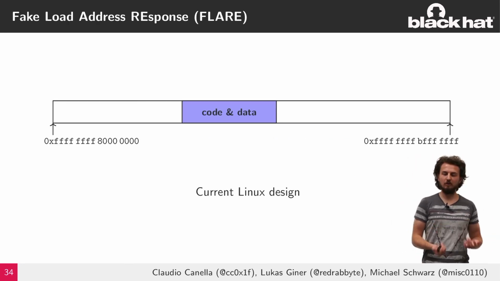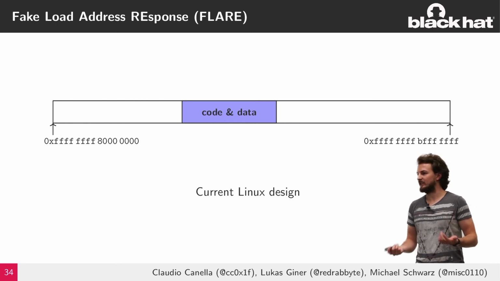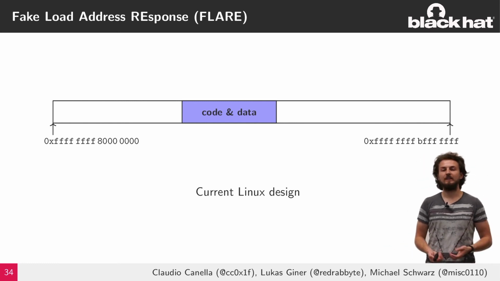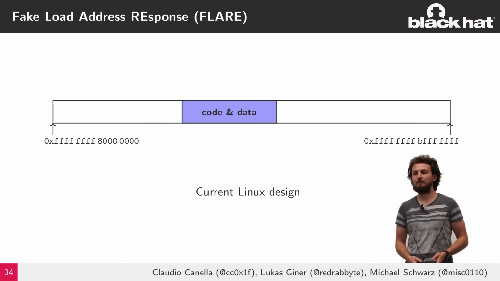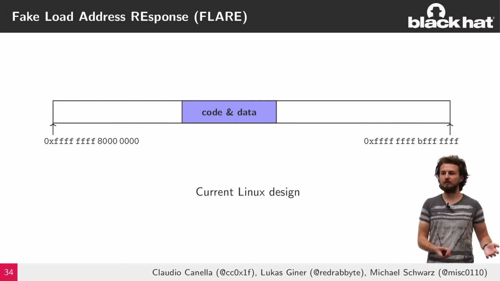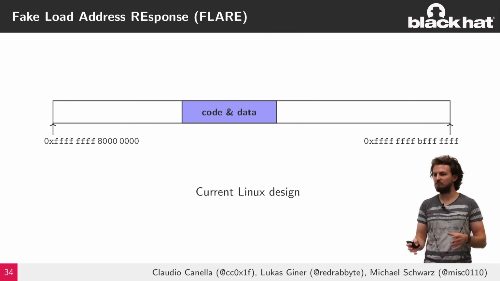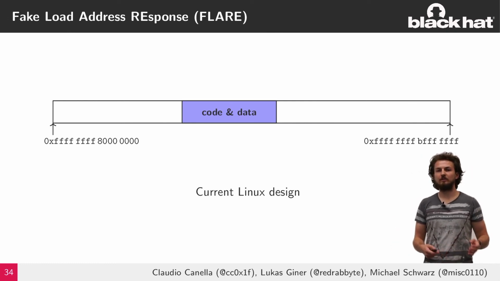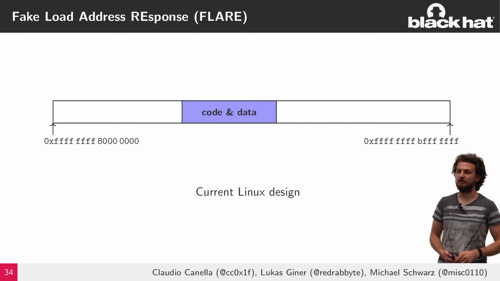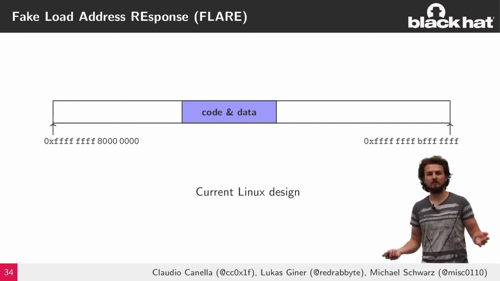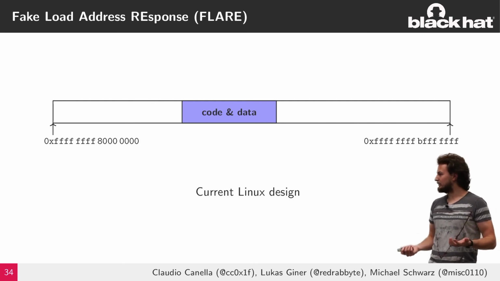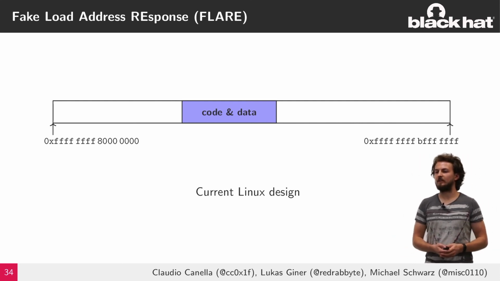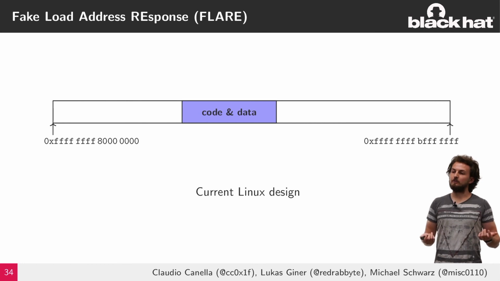So our mitigation is called FLARE. It stands for Fake Load Address Response. And we can see here the current Linux design without FLARE in place. The beginning of the kernel is somewhere randomly placed with KASLR, and the code section is directly followed by the data section. So code is obviously mapped using executable pages, and the data section without. So we need to prevent this.